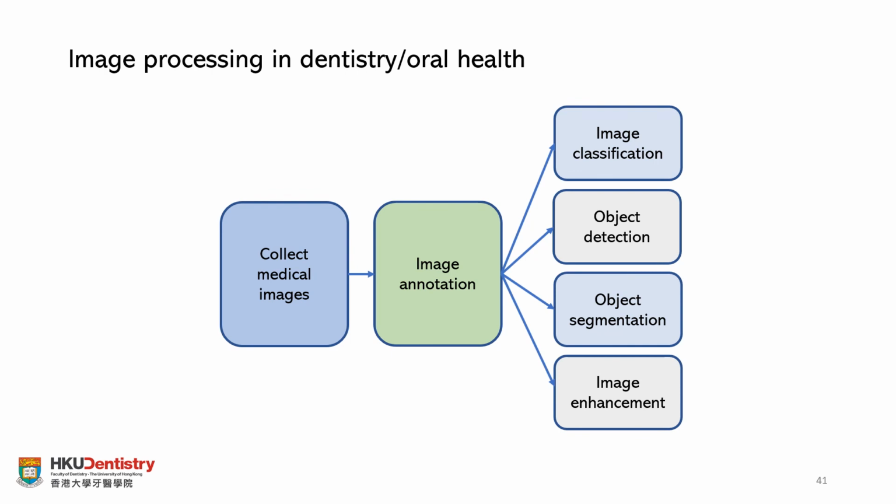Okay, for a summary, if we want to implement image processing models, first of all, we need to collect some medical images. Then we need to use the image annotation tools that I introduced to annotate these images. And then we can use these annotated images in different categories of problems. We can use them in image classification, object detection, object segmentation, or image enhancement. For some categories, like image enhancement, we can even skip the image annotation and use an unsupervised model to perform image enhancement.